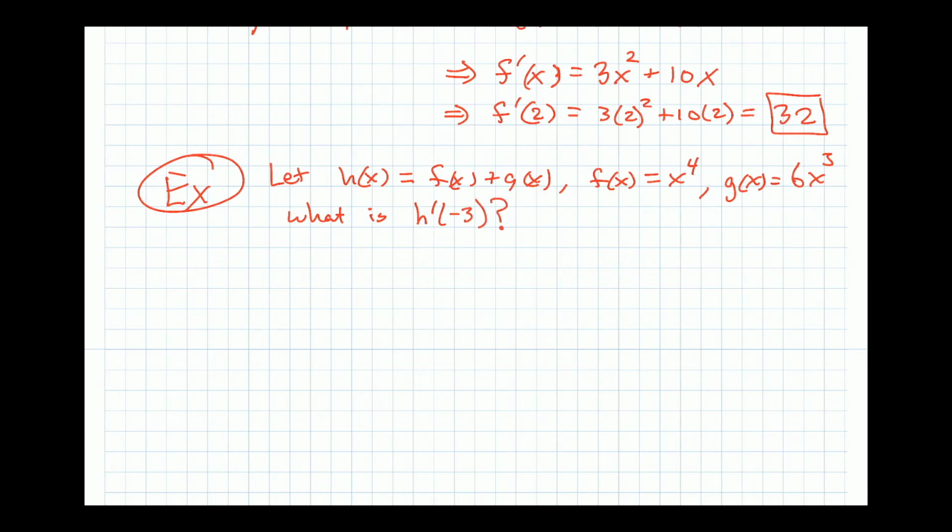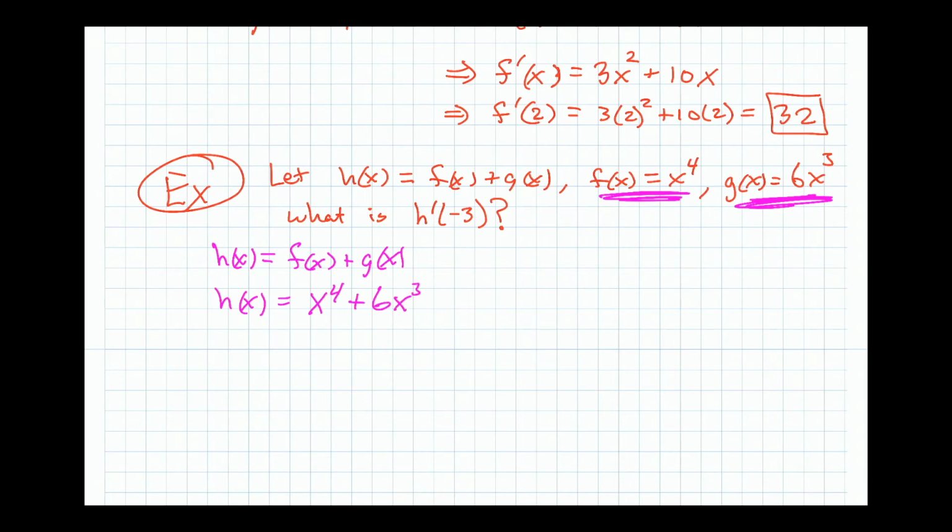All right. Here is what I would do. I would say, well, okay, so H is, they say, f of x plus g of x. But they told us what those are. So f is x to the 4th, so put that in for f. G is 6x cubed, so put that in there, right? So write this yourself. They didn't write this for you, but you write it. Then you need the derivative.